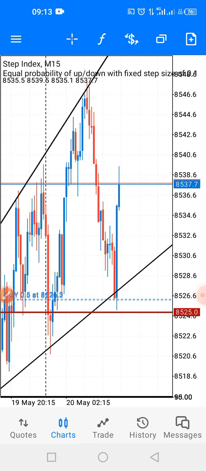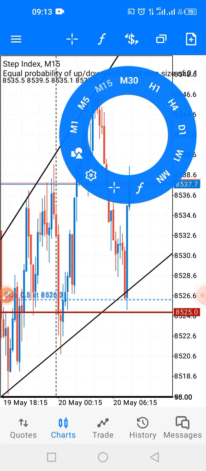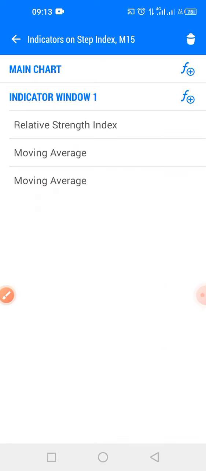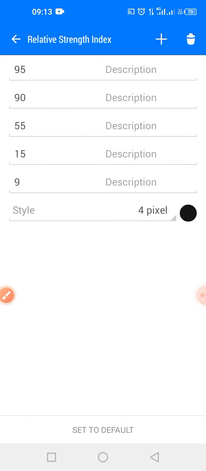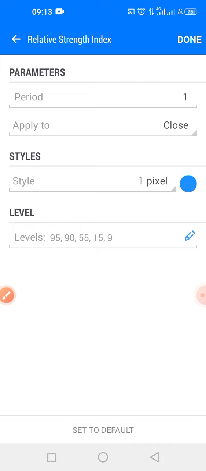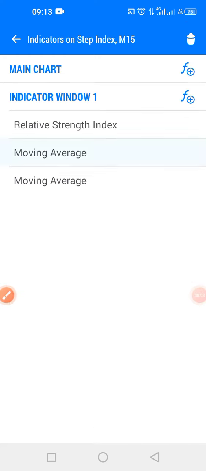I tried to pull out my indicator. If you also don't know how to get the settings for my indicator, check out one of the previous videos, but I'm going to review it a little for you guys. So what you do is you pull out here your F button, set up your relative strength index. Here are the settings. You can screenshot or rewatch the video. 95, 90, 55, 15, 9 descriptions. Period is 1, apply to close. Weight is 1. You can change the color to any of your choice. You click on done. Here you are done with your RSI, and now set your moving average.